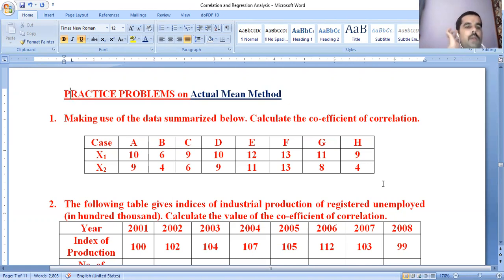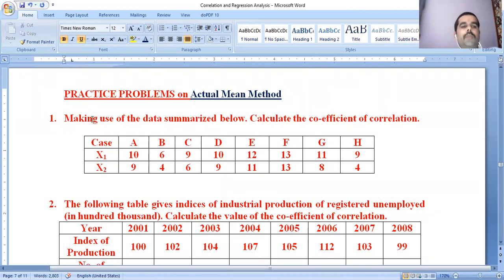So students, observe carefully: these 7 problems are repeated most of the time in different universities. If you practice them, there is a chance that, out of these 7 problems and what we discussed in the previous class, any one problem will repeat in the examination. So observe the problems carefully here. Practice problems on actual mean method.